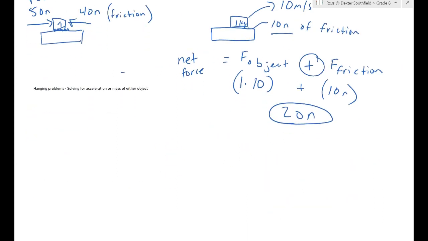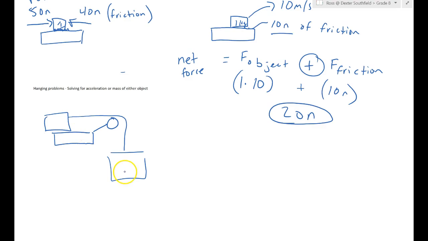So hanging problems, hopefully by now these are relatively simple. These all have to do with gravity. So here's my drawing of the example. You've got one box here, you've got another box up here. We're assuming that this is a frictionless surface. So we can be solving for the acceleration of this block. We could be solving for the mass of this block.